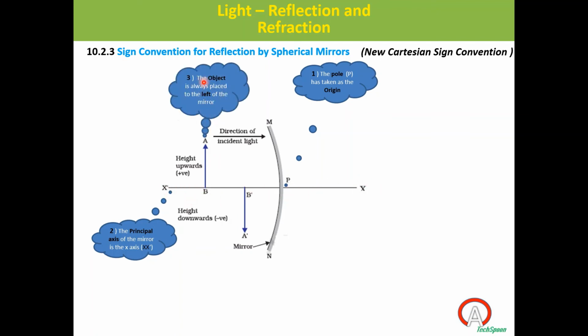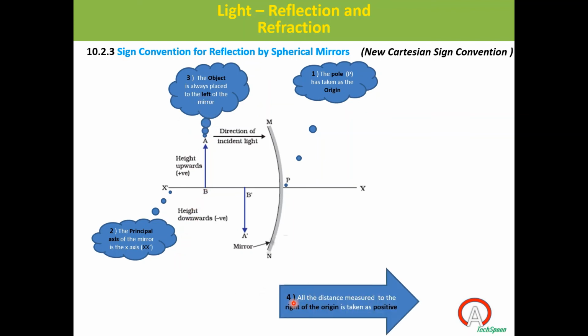Third, the object is always placed to the left of the mirror. We will not place any object at the backside of the mirror, there is no use. So always the object we will place at the front side of the mirror, or the left of the mirror.